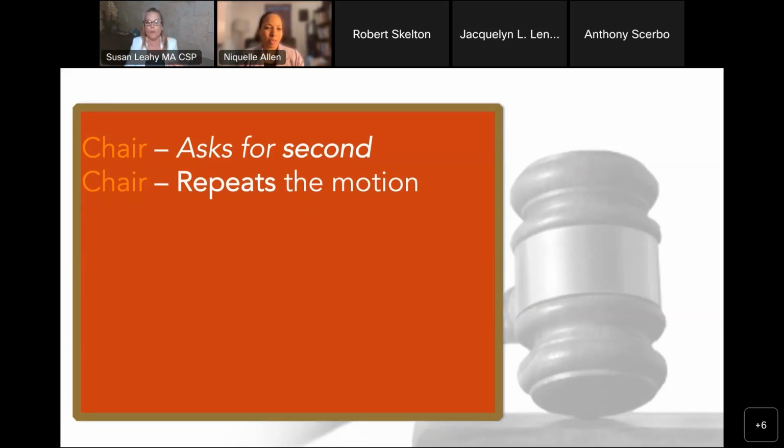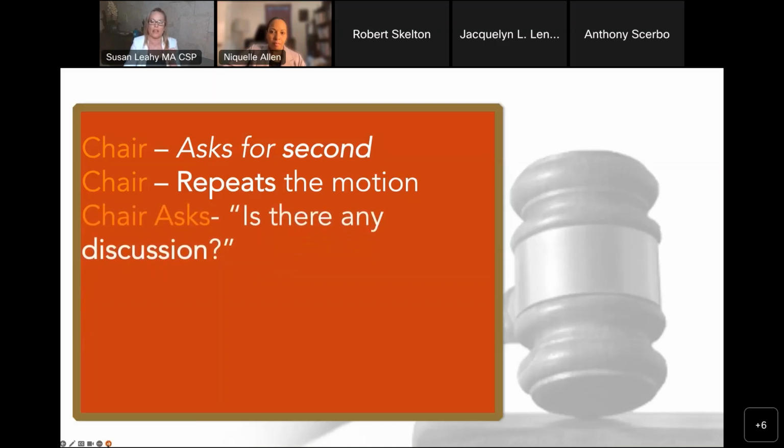It is so important that the chair repeat the motion for two reasons. Number one, the recording secretary has to be able to understand what the motion on the floor is so that he or she can record that properly in the minutes. And number two, it's essential that the board chair make sure that the board members understand specifically what we are discussing. All of your discussion has to be specifically about the motion, the highest ranking motion on the floor. Right now, we only have the main motion. So the chair will say, is there any discussion regarding the main motion?